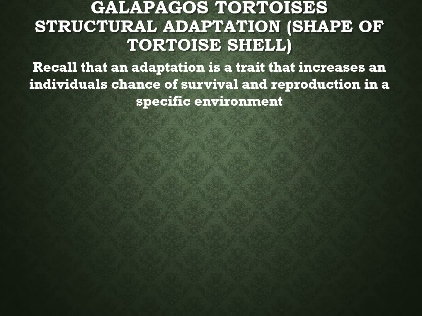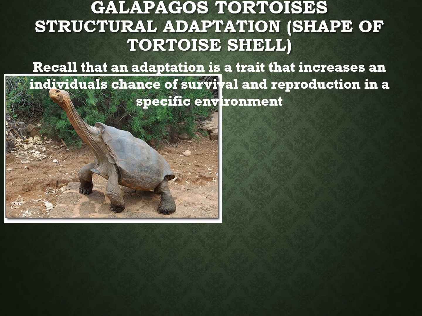We're going to look at some examples of adaptations. The first one is the structural adaptation of tortoise shell shapes in Galapagos tortoises. These are tortoises that were on the islands that Darwin spent a lot of time studying and made a lot of his conclusions about natural selection based on.